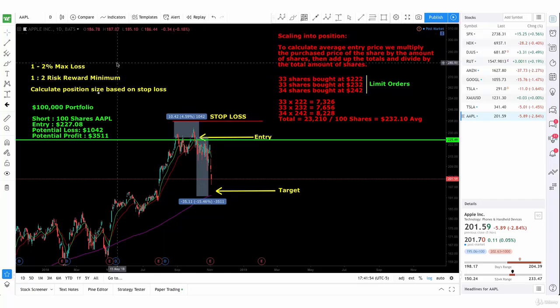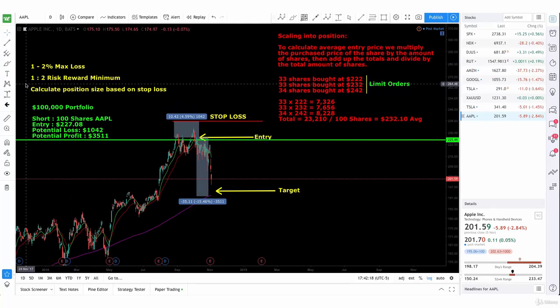And the risk reward is going to have to be at least 1 to 2 on a trade. So for every dollar you might lose, you have a chance of profiting $2. Anything over 1 to 2 is amazing. 1 to 3, 1 to 5, it's ideal. And the position size, you want to calculate it based on your stop loss.